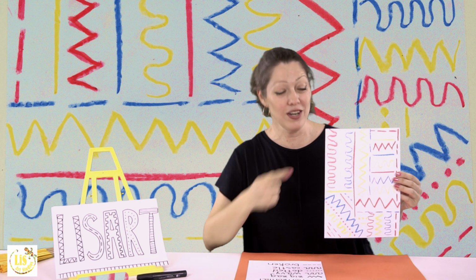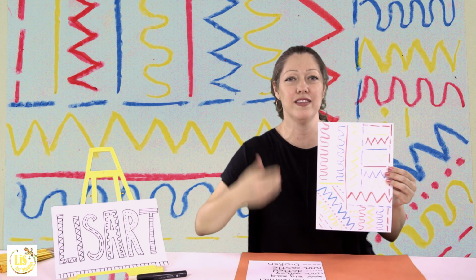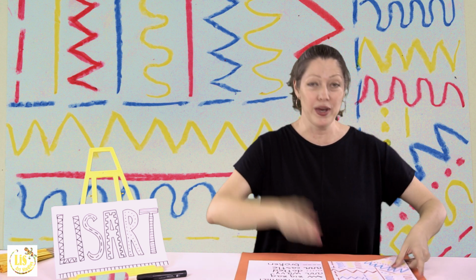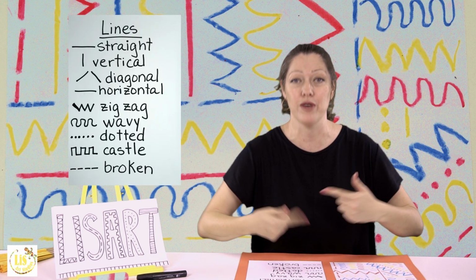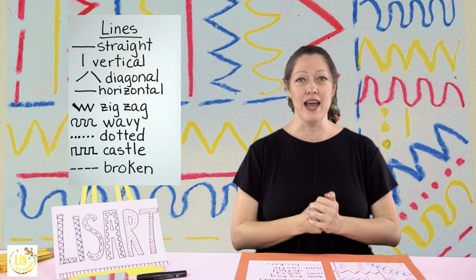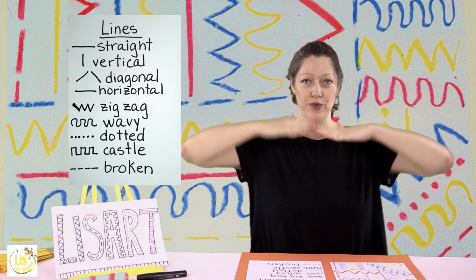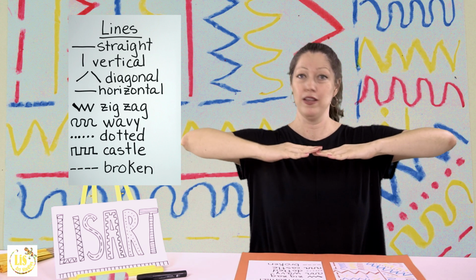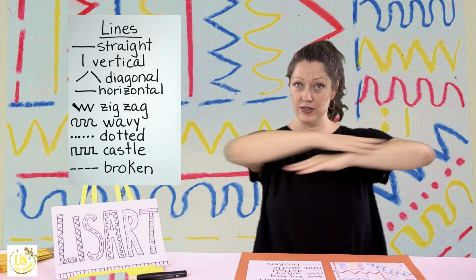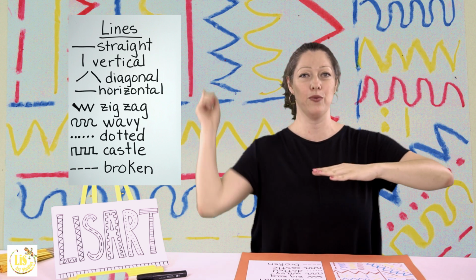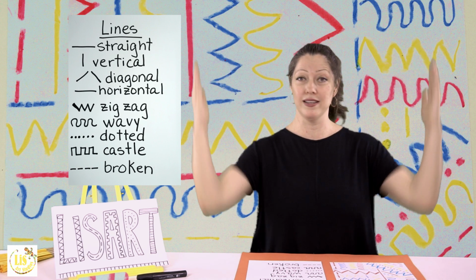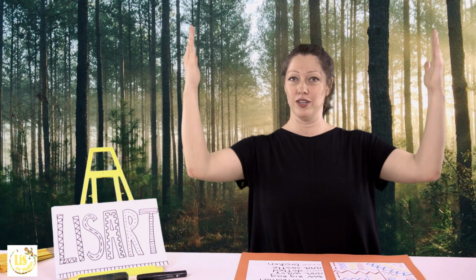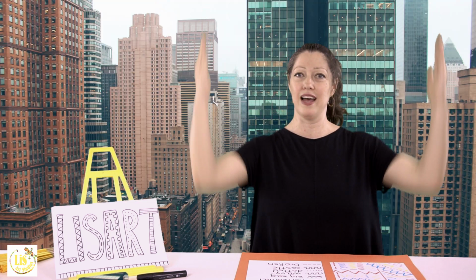Now, lines are lots of fun. We could use them to make different types of artworks. Let's look at some of these lines right here and review them. Lines can be straight. They could be straight going horizontally, just like my arms right now. They could be vertical lines, like tree trunks, or the sides of buildings.